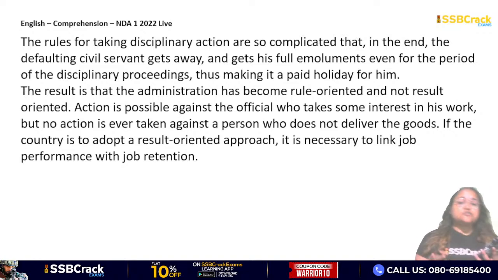The passage is talking about the civil service, and how the system is such that we cannot punish a civil servant who is a wrongdoer, right? So all these things have been discussed in the passage. Now we are going to start with the first question from it.